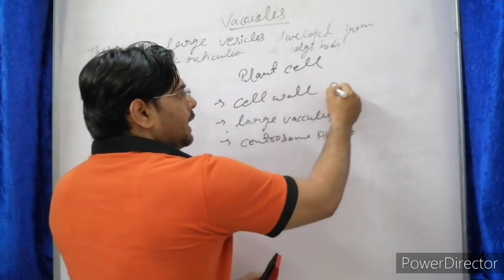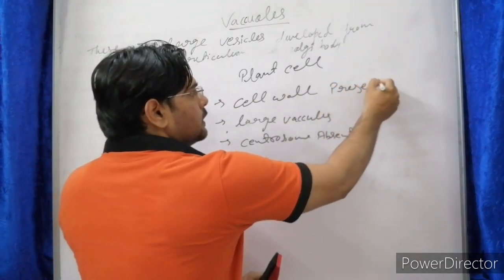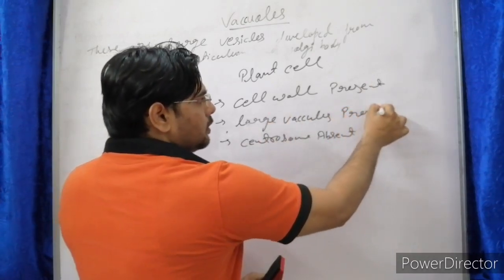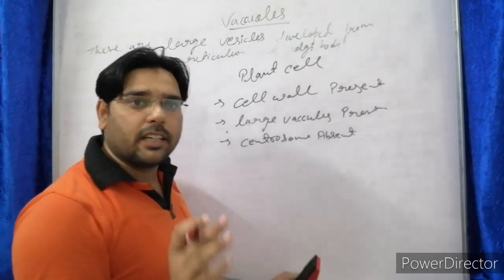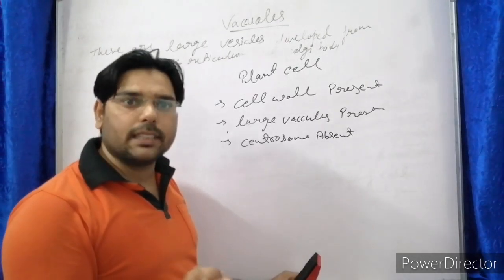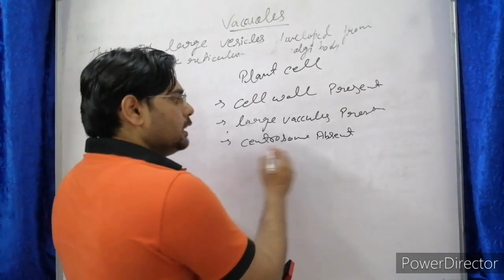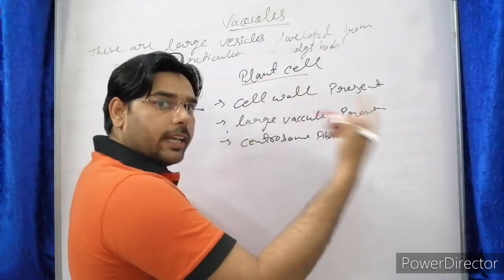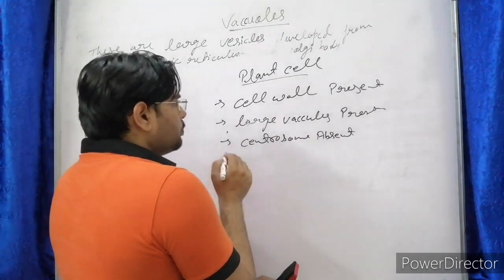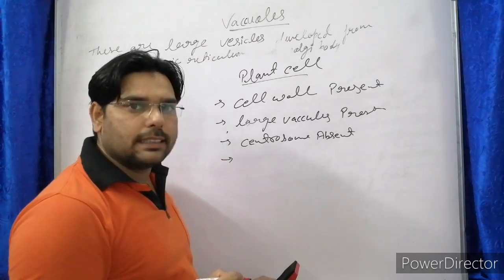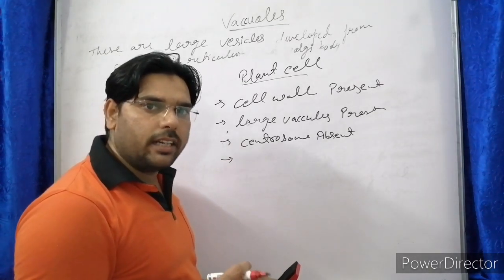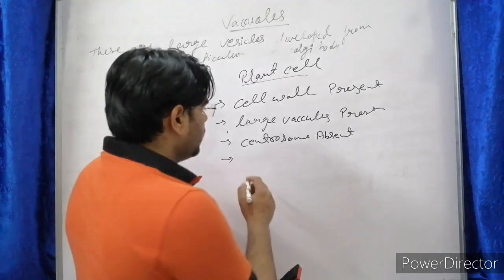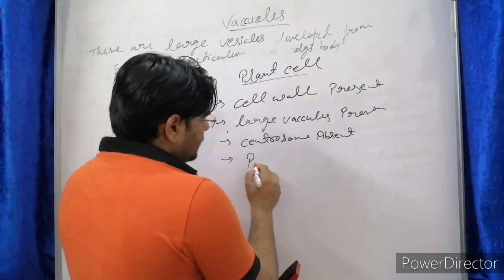Cell wall is present. Large size vacuole is present. Okay students, in animal cells generally vacuoles are absent. If present, they are of small size, and centrosomes are absent in plant cells and present in animal cells. Okay students, if we talk about the size of the cell, plant cells are generally larger in size as compared to animal cells. Okay, now the fourth difference is plastid.